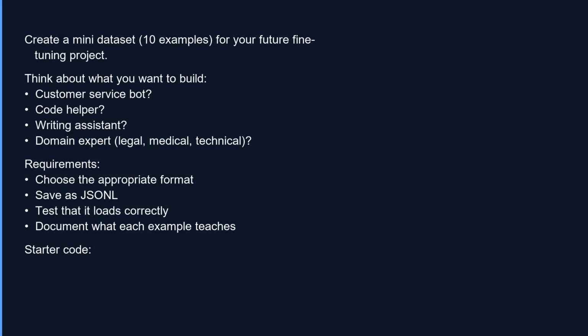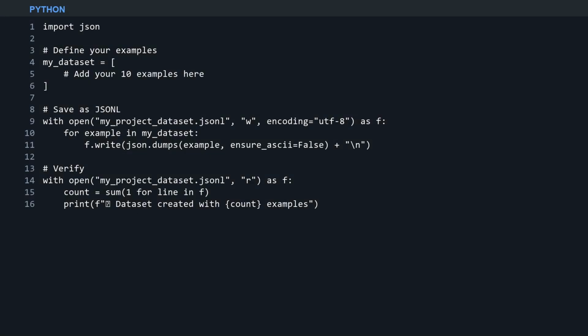Let's now look at the assignment. Create a mini dataset, 10 examples, for your future fine-tuning project. Think about what you want to build: customer service bot, code helper, writing assistant, domain expert, legal, medical, technical. Requirements: choose the appropriate format. Save as JSONL. Test that it loads correctly. Document what each example teaches. Starter code: define your examples. Add your 10 examples here. Save as JSONL and verify.